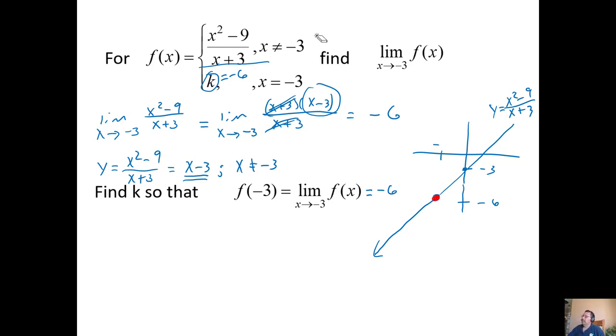So a simple formula for this piecewise defined function, x squared minus 9 over x plus 3, when x does not equal negative 3, and then negative 6 when x does equal negative 3. This is just the line x minus 3.